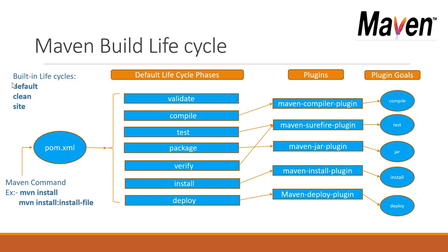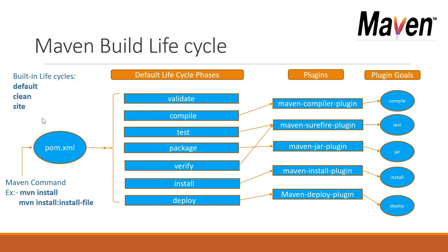So when we provide mvn and the phase name, based on the phase name, it will invoke the corresponding life cycle. For example, Maven has three built-in life cycles: default life cycle, clean life cycle, and site life cycle. Default life cycle will be used for installing or deploying the project. Clean life cycle will be used for cleaning the project resources, and site life cycle will be used to make a Maven-based website for the project.